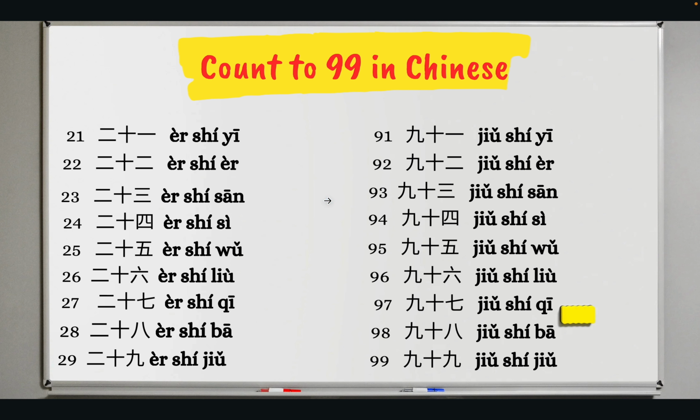Now, same thing goes for 31, 3, 10, 1. 41, 4, 10, 1. 51, 5, 10, 1. 61, 6, 10, 1. 71, 7, 10, 1. 81, 8, 10, 1. Now let's try 91 to 99.